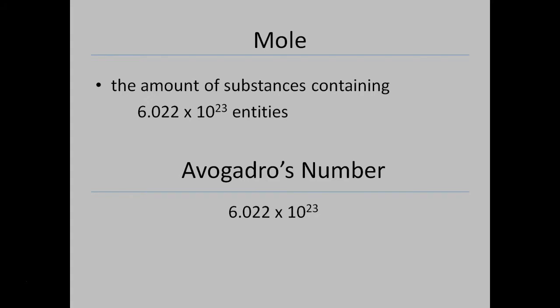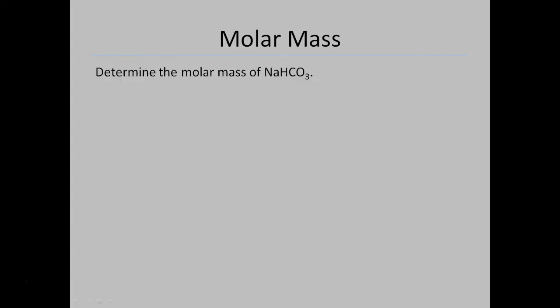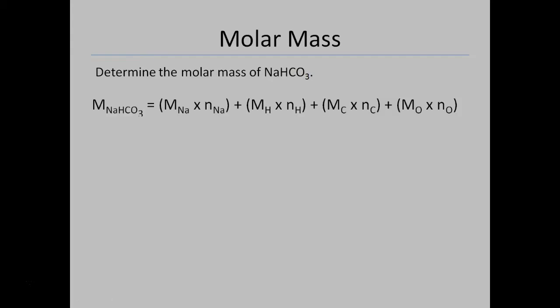And with our mole, we also have the idea of the molar mass, which is the mass of 1 mole of a substance. And we talked about in class how we calculate this, right? So, for example, if we're going to determine the molar mass of sodium hydrogen carbonate, we have to take into account the molar mass of each element and the number of times that they occur in 1 mole of sodium hydrogen carbonate.